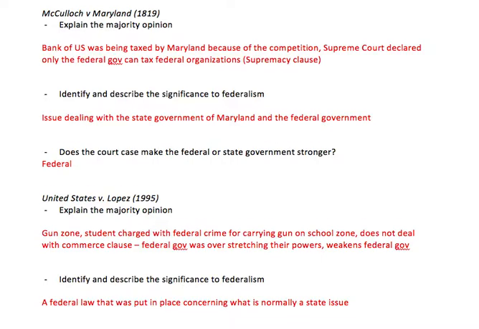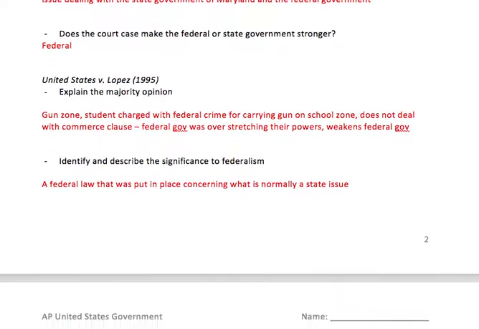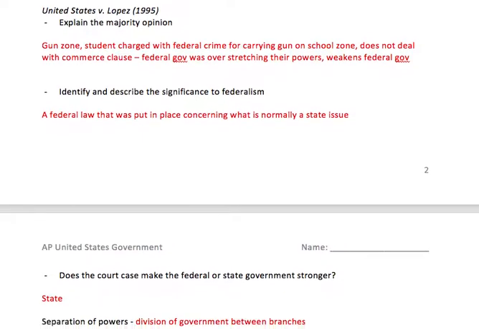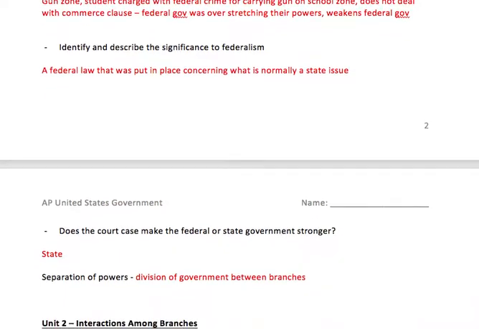Then the U.S. v. Lopez case was a gun issue at a school. A student was charged with a federal gun crime, but they said it had nothing to do with the Commerce Clause, so the federal government was stretching their powers, which gave more powers to the states.